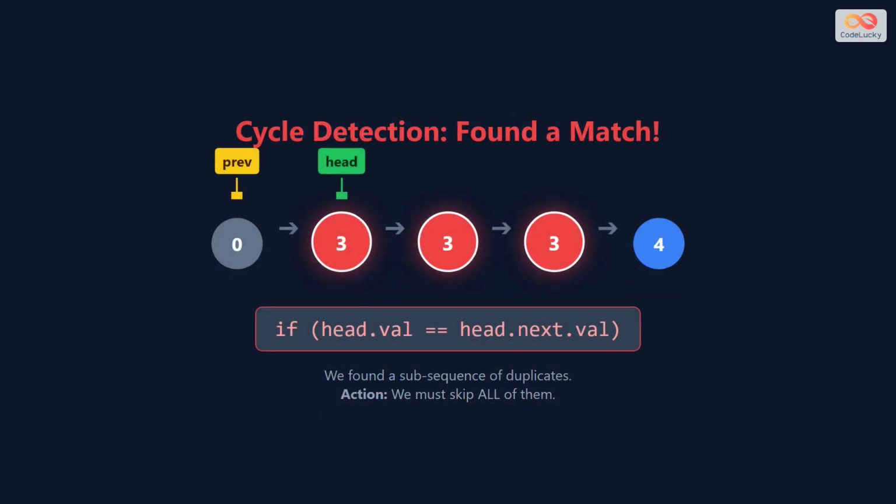As we iterate, we compare the value of the current head node with the value of the next node. If they are the same, like the 2 3's shown here, we know we have hit a sequence of duplicates. This signals that we need to enter a skipping loop.